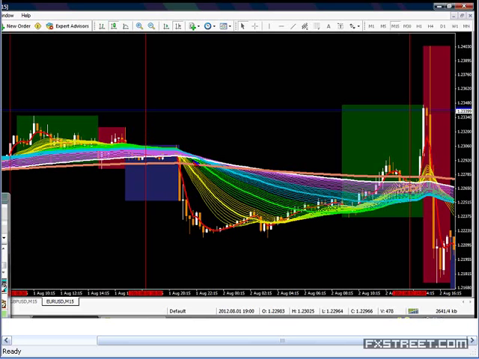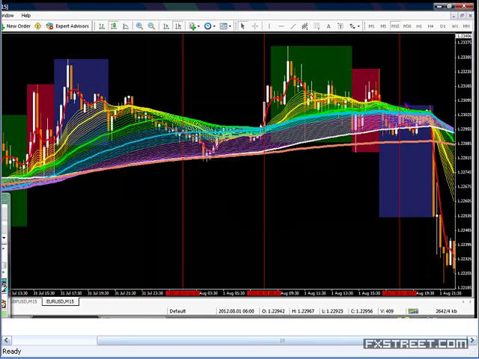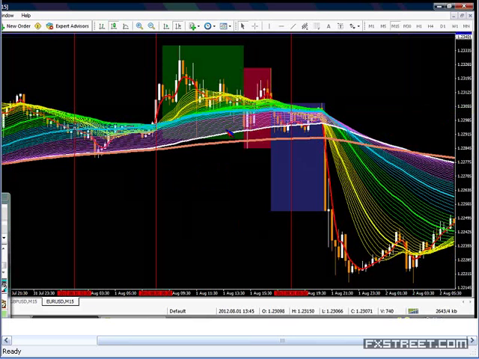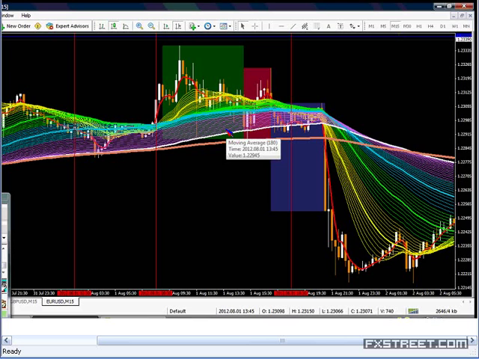All right? So whenever the rainbow is very tight, as in these areas, this for me is a sign of bad timing. Bad timing because of volatility. All right? The volatility is not right. The market doesn't have the flow that you need, okay, to get the trade where you want it to be.